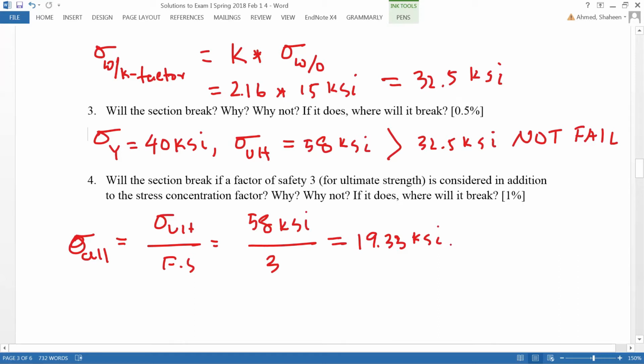Now the calculated stress crosses the allowable limit, goes over the allowable stress. So that means it's going to fail. By considering the stress concentration factor and factor of safety, this piece will eventually fail. But in a lot of other calculations, we decided it's not going to fail. So that's one of the things the stress concentration factor accounts for. Sometimes a design may look okay, but if you consider all that, then it might fail.